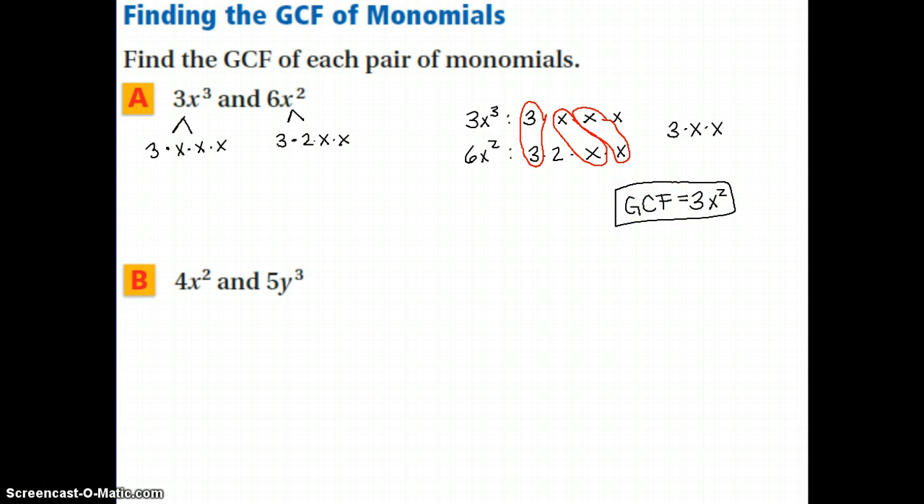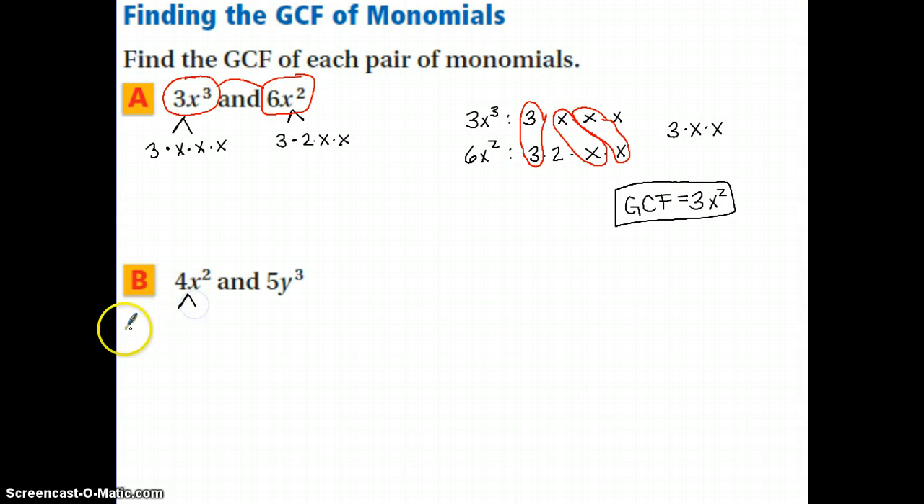If you look back to the original, 3x to the third, there's a 3 there, and there's at least an x squared there. It has a few more x's, but that's okay. In your 6x squared, there's a 3, and there's also x squared. So what both of these have in common is the 3 and the x squared.